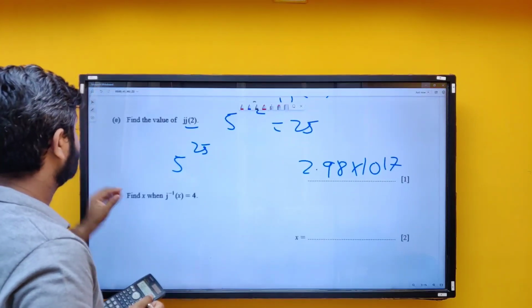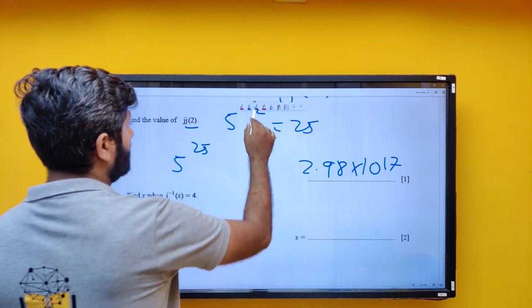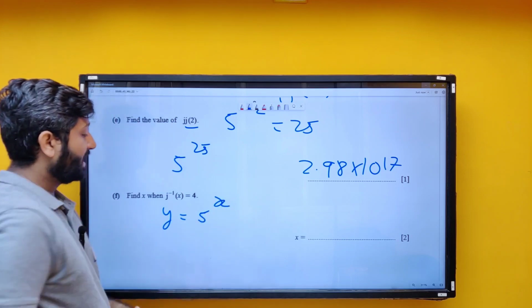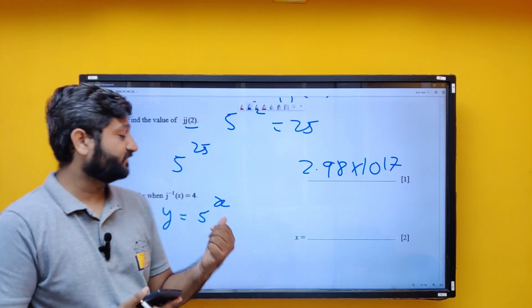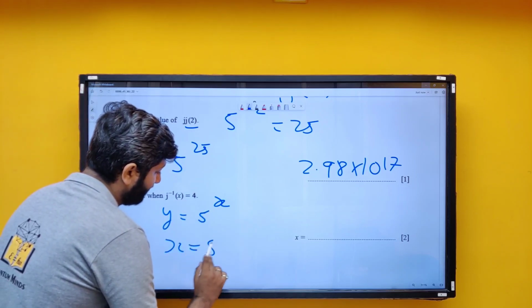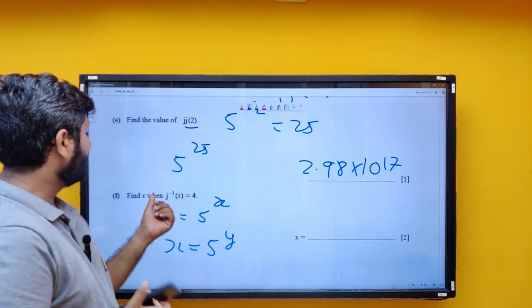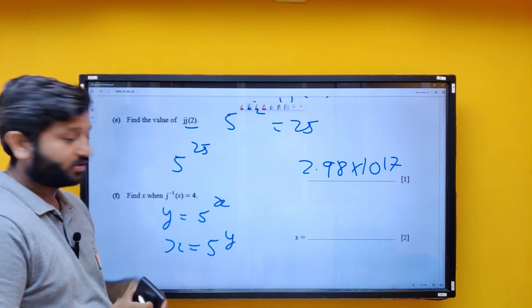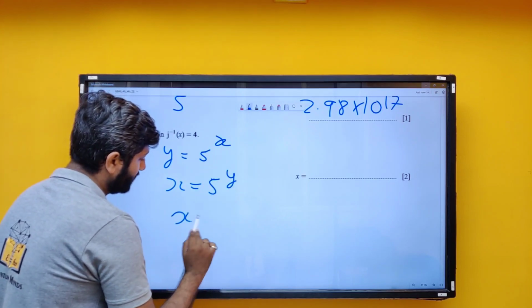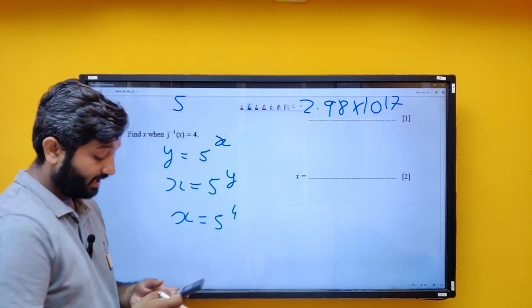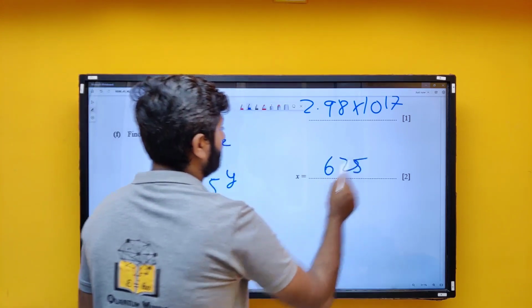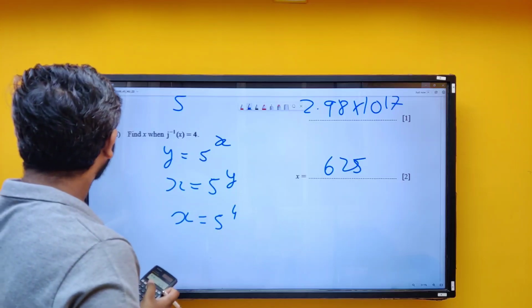Find x when g inverse of x is 4. So I have g of x, which is y, equals 5 power x. I have to find the inverse first. G inverse of x is 4, so I'll have to swap x and y. So I have x is 5 power y. Now I have to find x when g inverse is 4, so when y is 4. So 5 power 4 is 625. So my value of x is 625.